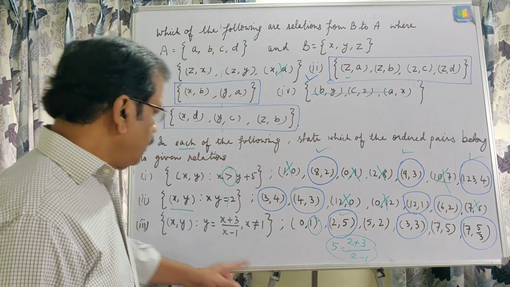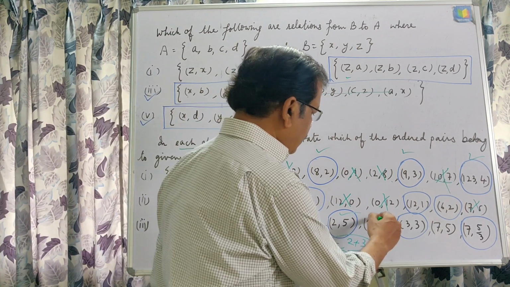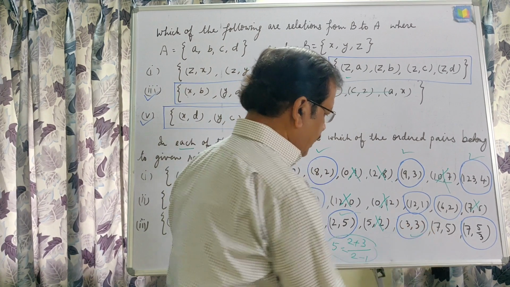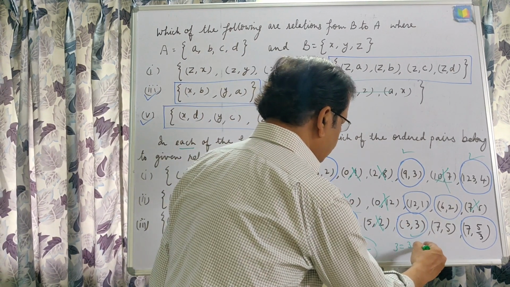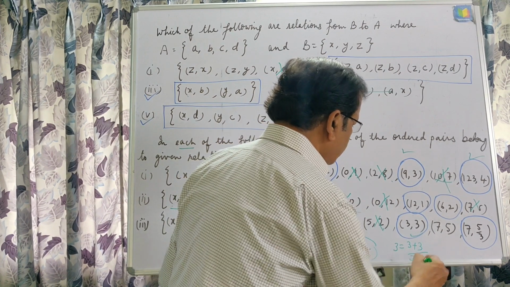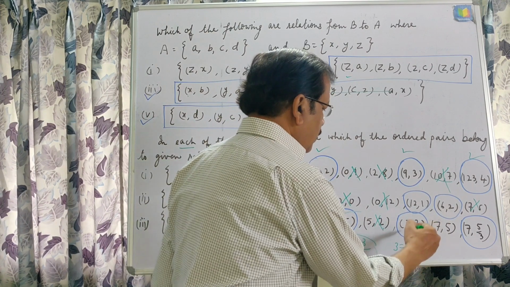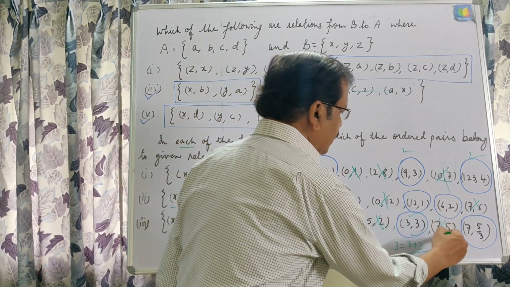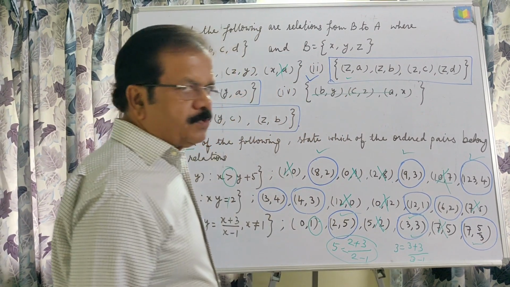because this is 5 upon 1, left hand side is equal to right hand side, but this will not be taken. This can be taken because 3 is equal to 3 plus 3 upon 3 minus 1, 6 upon 2, that is 3. Okay, this will be taken, this will not be taken. In the same way, this will be taken. This is all about these two questions.